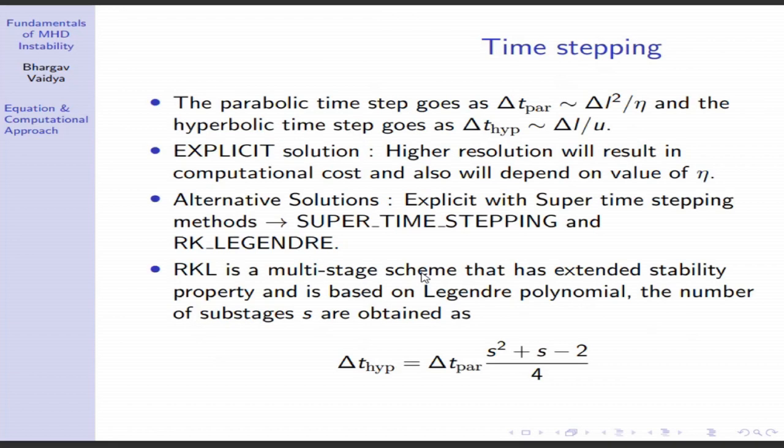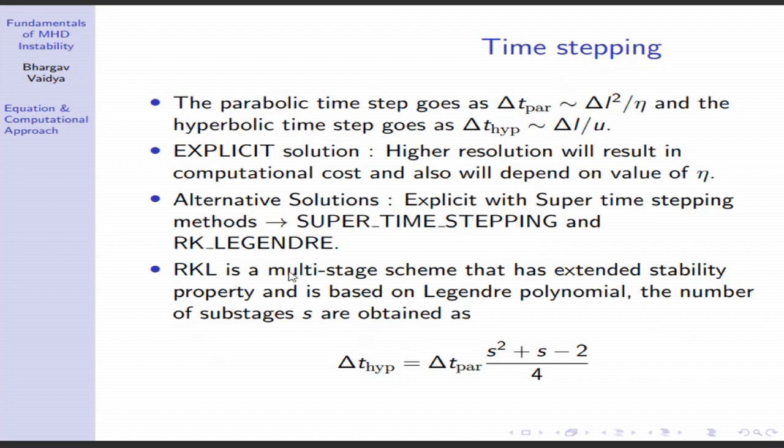Okay. So now, looking at the parabolic term, as I was explaining to you, delta L square by eta and delta L by c. So we know the problem here: explicit solution is a problem. Now the idea is what is known as super time stepping. The intention is that you want to use larger time steps, and by using the larger time step you also want to capture this. If you use a larger time step and do nothing, you will be in trouble. The whole system will be unstable.